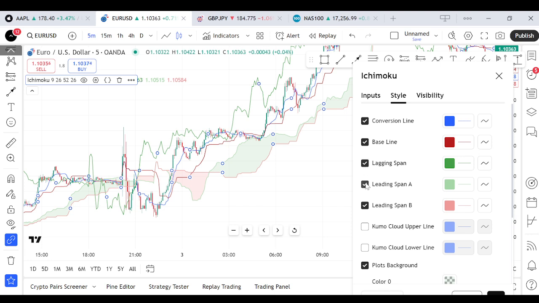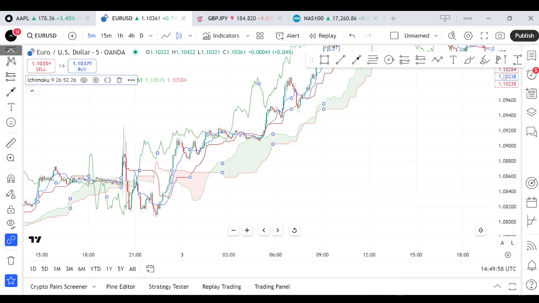Then we have the cloud, and the cloud is formed by span A and span B. Span B is actually a 52 period moving average, and the cloud itself acts as a dynamic support and resistance zone, while the lagging span helps confirm trend strength by comparing current prices to past prices. And that is that for the components.